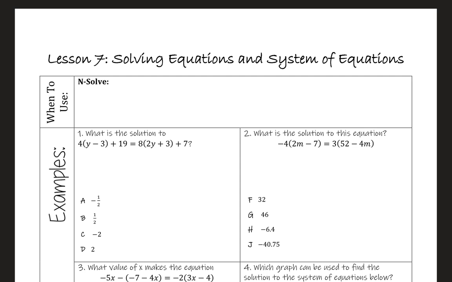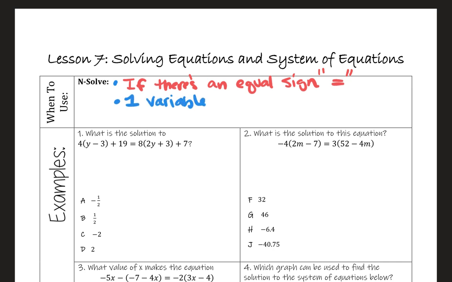So where would I use it? I would use it if I saw an equal sign. So if there's an equal sign, right? I would use it. And if it had one variable. What does it mean to have one variable? Just one what? Solution. One letter. If it just has one letter, like if all it wants is W and it has an equal sign, just go for it, right?